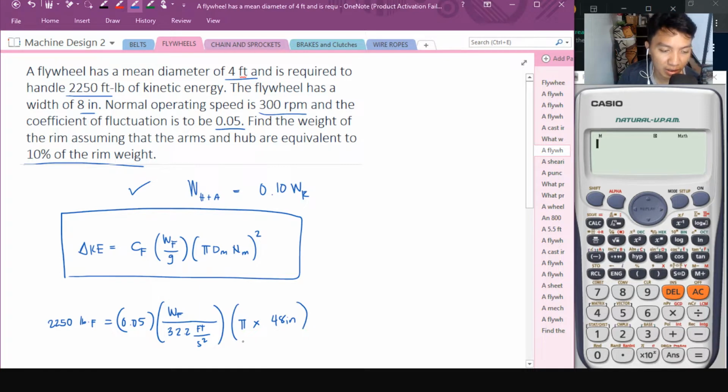Since naka-feet naman to, i-square naman to, kahit di ko na to i-convert. So, feet ko na lang to. Times 300 RPM, naka-minute, naka-second squared to. Dapat to i-divide ko ng 60 para maging revolutions per second. And then, square natin buo. So, tignan nyo makakancel yung isang feet dito.